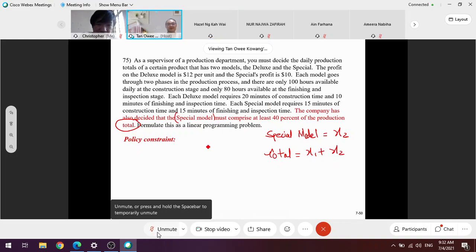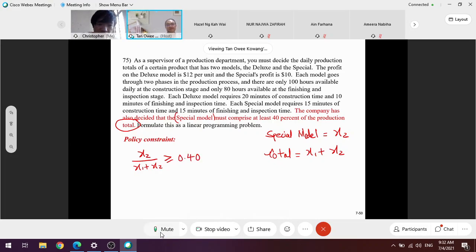So what does the sentence say? The sentence says that the company has also decided the special model must comprise at least 40% of the total, which means x2 must be at least more than 40%. Am I right? Yes.